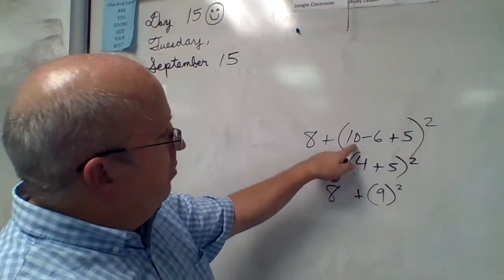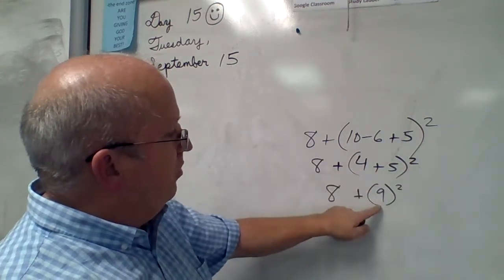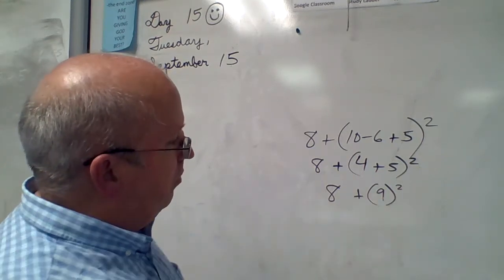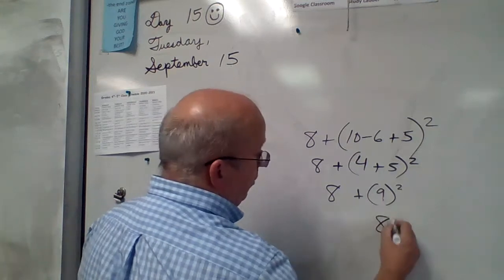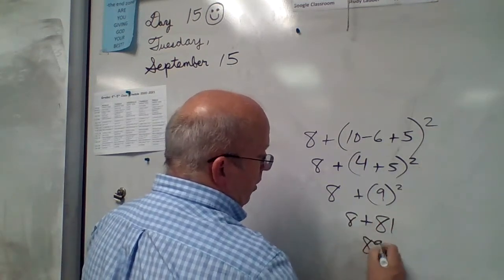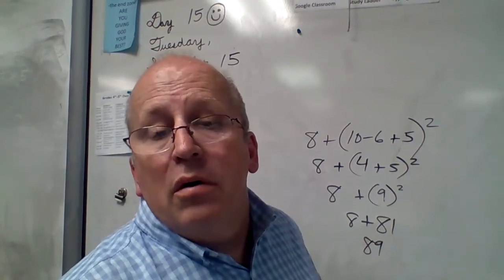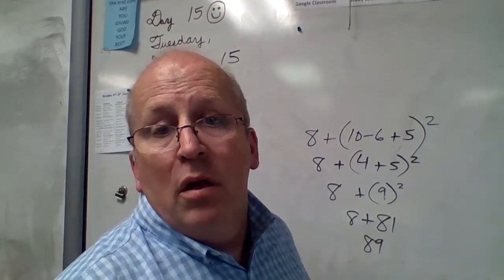Notice, 10 minus 6 is 4. 4 plus 5 is 9. Now, do I do the adding next, or do I do the squaring next? The exponent next. I've got to do the exponent, and I get an answer of 89. You've got to follow the rules of the order of operations.